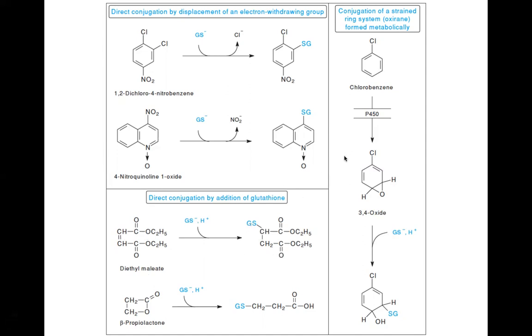While the conjugation of a strained ring system formed metabolically, for example, this is a chlorobenzene, will be transformed by P450 into the 3,4-oxide, which structurally is more unstable, so that the GS minus, or glutathione minus, here can displace the H ion here with the GS ion.